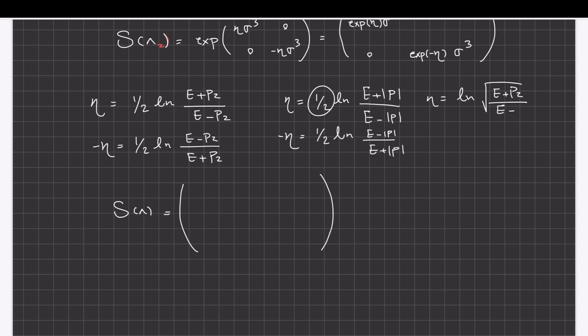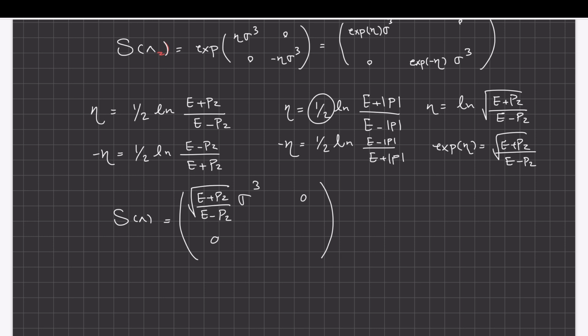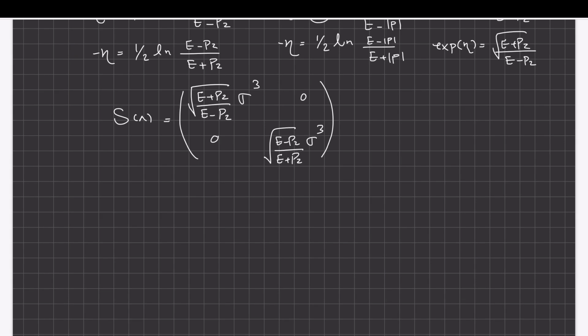So 1 over 2 scale should go inside. So omega is equal to the ln, or the logarithm, but this time the inside of that is a square root to absorb that 1 over 2. So the first term here is the square root of that fraction. And then for the other one, there is a minus sign, so we're going to flip the order of that. So E minus PZ, E plus PZ of sigma 3. And this is now the final version of S as a function of that particular energy momentum factor.